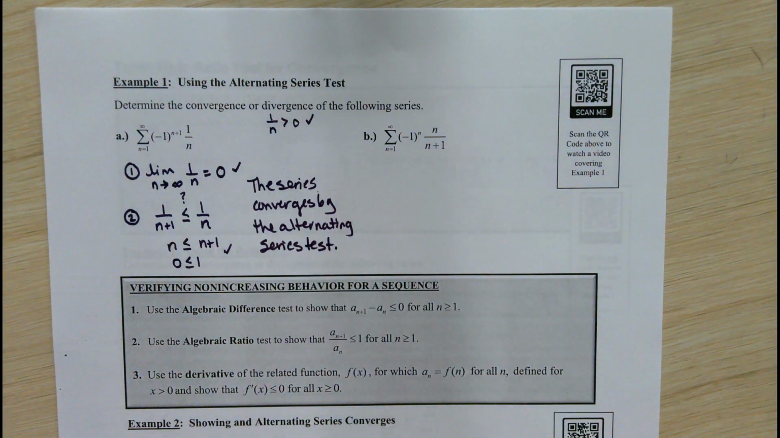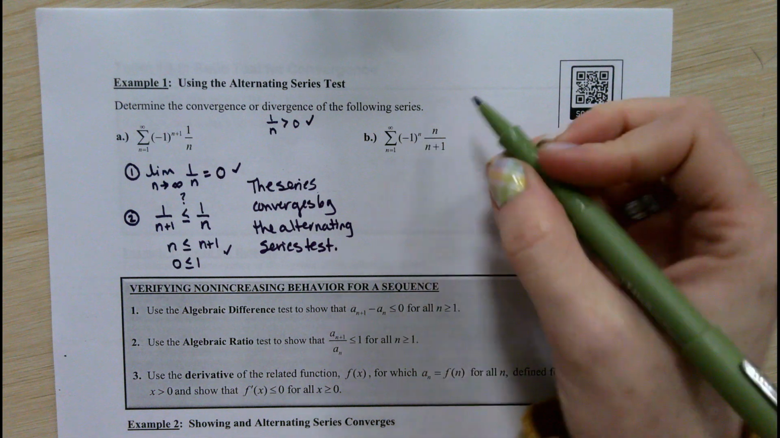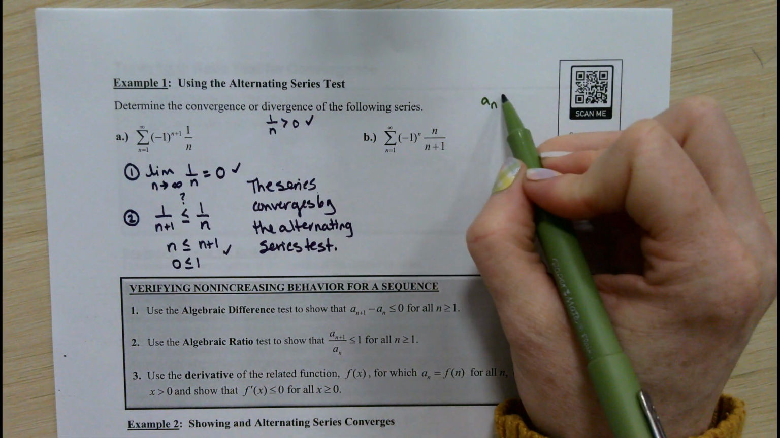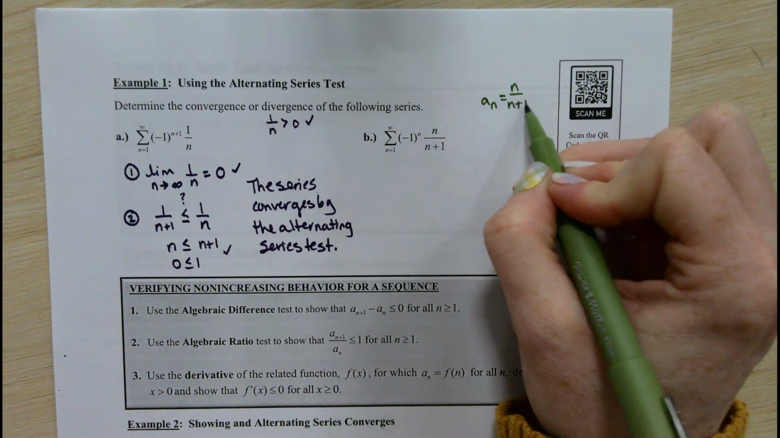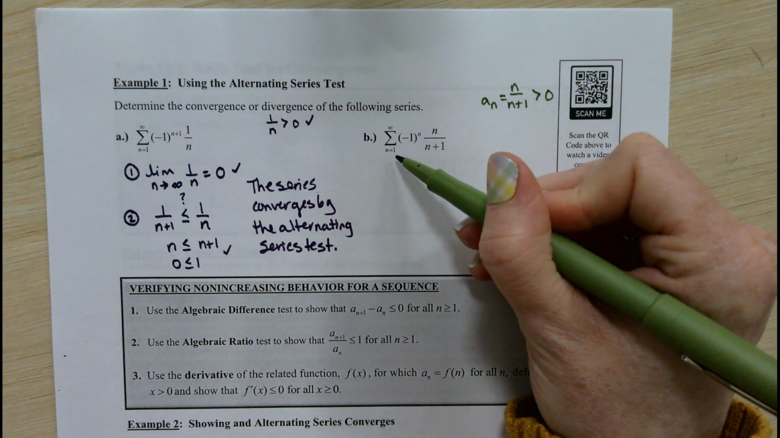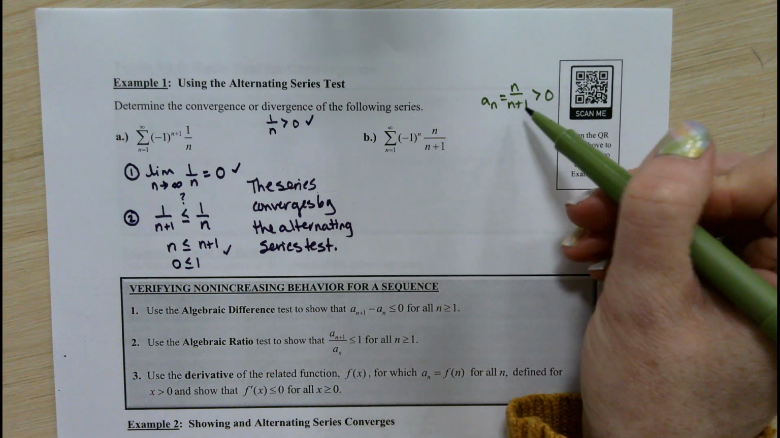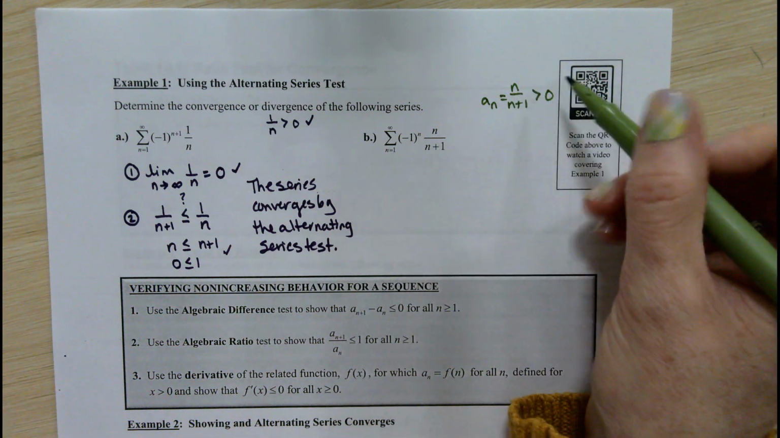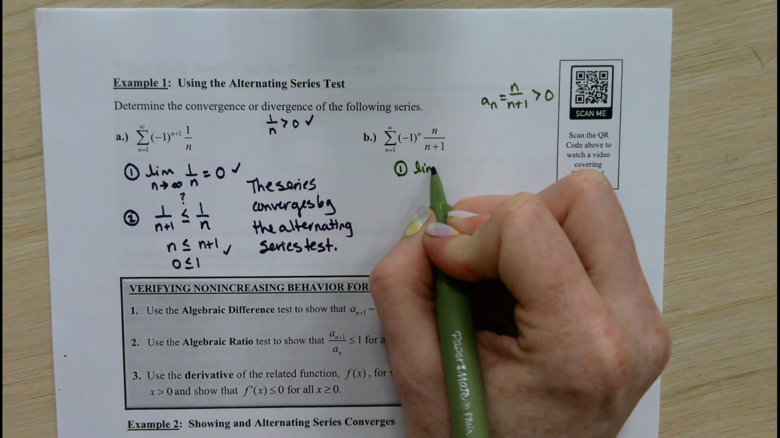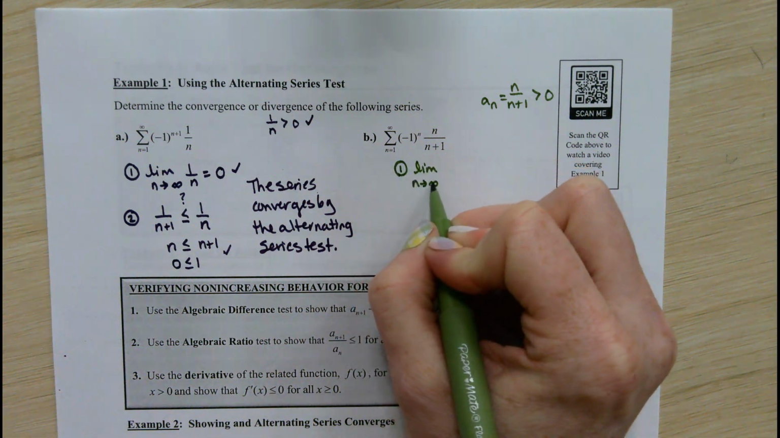All right, let's go ahead and look at part B and see if we end up with a similar situation. Remember, without that alternating piece, we need to make sure that our a sub n, which is n over n plus 1, is always positive, which it is. If we start with an n value of 1, the numerator and the denominator will always be positive. So we've met our initial condition, and now we start by testing the two criteria.